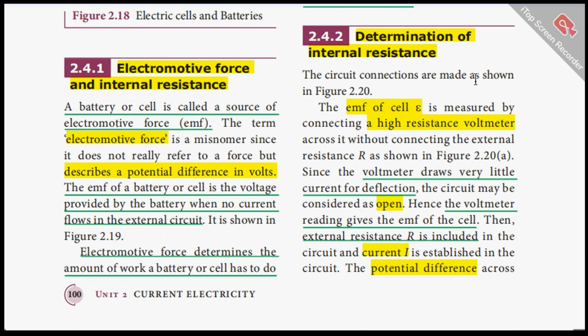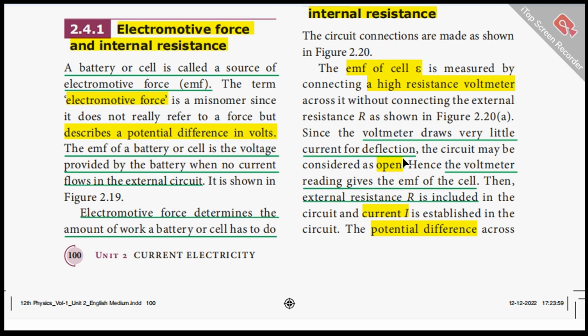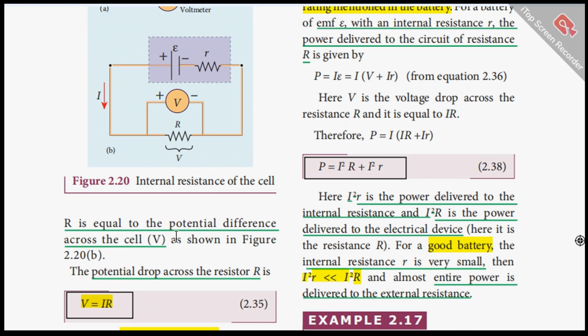The circuit connections are made as shown in this diagram, and the EMF of the cell, epsilon, is measured by connecting a high resistance voltmeter across it without connecting the external resistance R. Since the voltmeter draws very little current for deflection, the circuit may be considered as open, and the voltmeter reading gives the EMF of the cell. Then the external resistance R is included in the circuit and current I is established in the circuit. The potential difference across R, the resistance, is equal to the potential difference across the cell, V, as shown in this diagram.